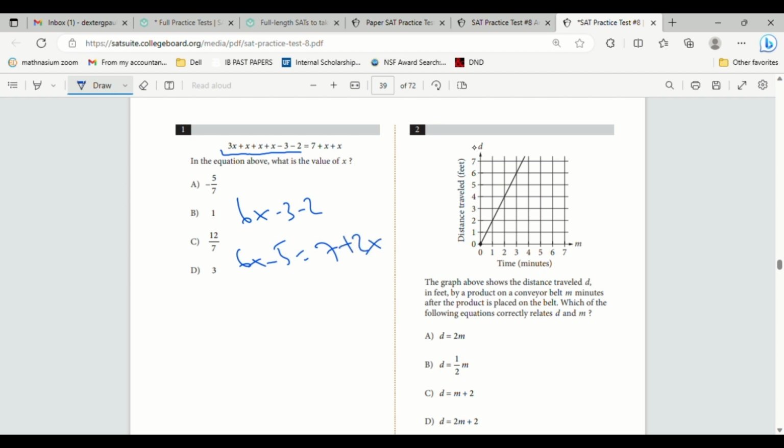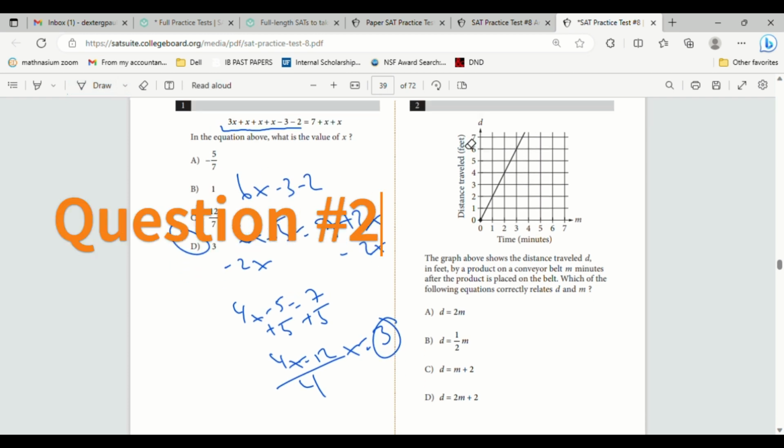And then we're going to subtract 2x from both sides, leaving us with 4x minus 5 equals 7. Add 5 to both sides, 4x equals 12, divide everything by 4, so x equals 3. So 1 is D.